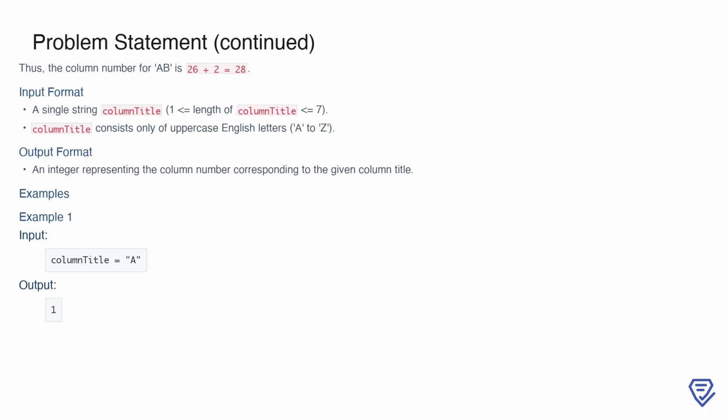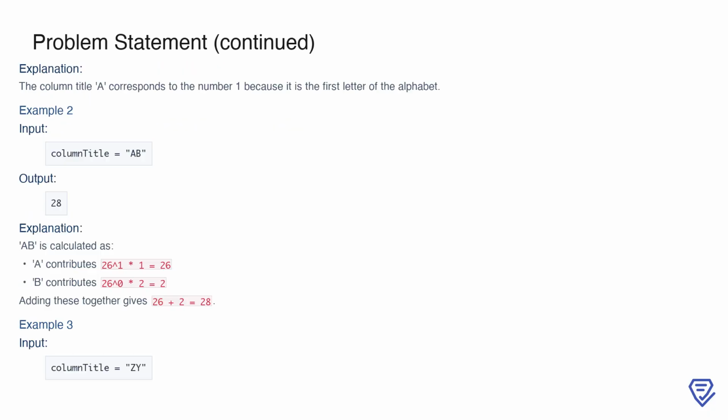The input for this problem is a single string, column title, which has a length between 1 and 7 characters. The string consists solely of uppercase English letters from A to Z. The output is an integer representing the column number corresponding to the given title. For instance, if the input string is A, the output will be 1, as it is the first letter of the alphabet. To elaborate, the column title A corresponds to the column number 1 because it is the first letter of the alphabet. Another example is the title AB, which translates to the number 28.